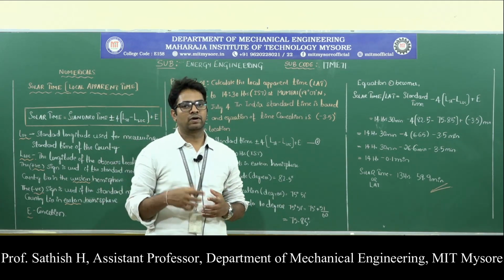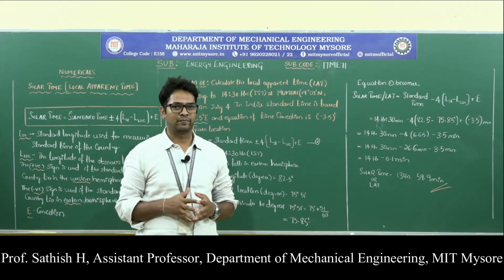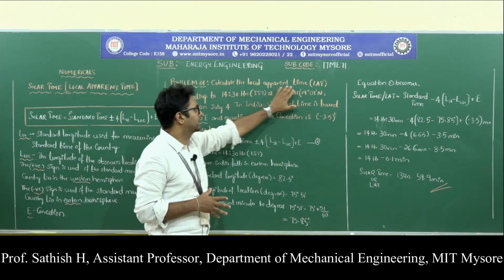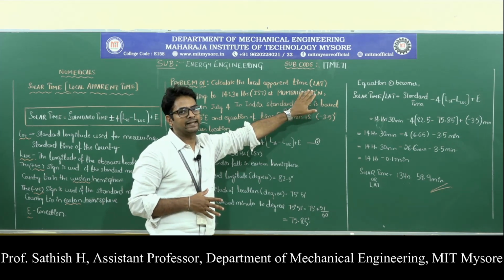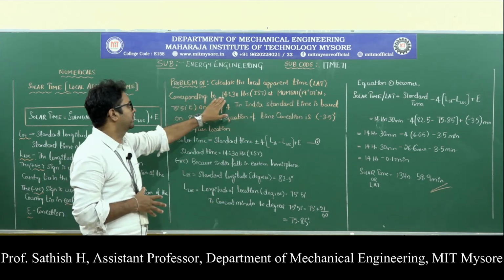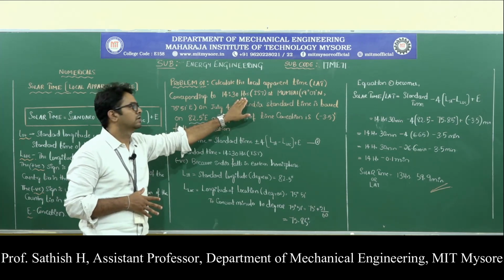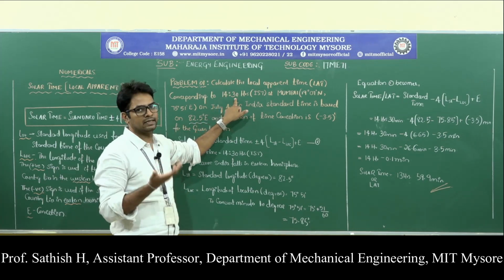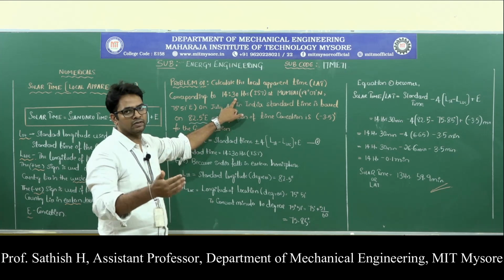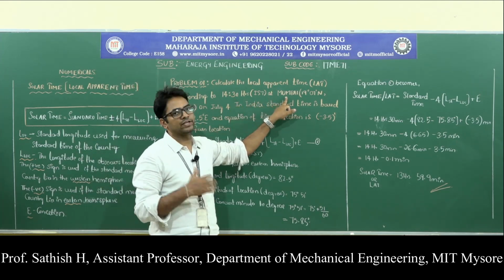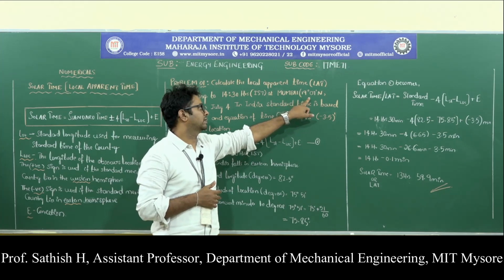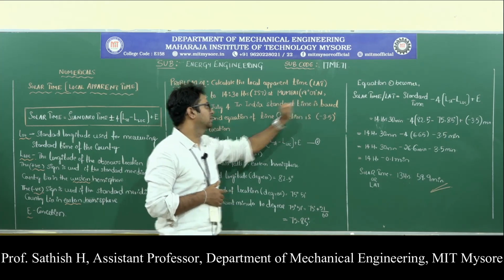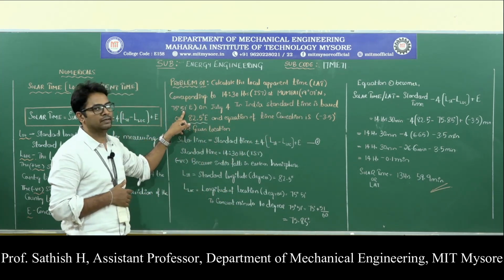So let us discuss one problem which is based on this formula. The problem reads something like this: calculate the local apparent time, in short LAT, corresponding to 1430 hours. So 14 is the hours and 30 is the minutes, so it is 30 minutes past 14 hours, at Mumbai. The location is given, and the coordinates for that location are also given: 19 degrees 7 minutes north and 75 degrees 51 minutes east.